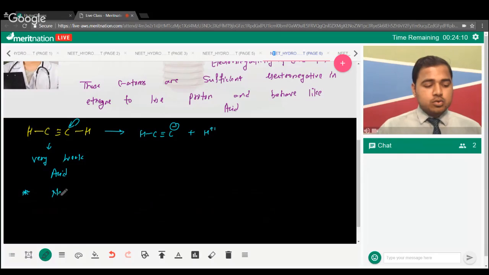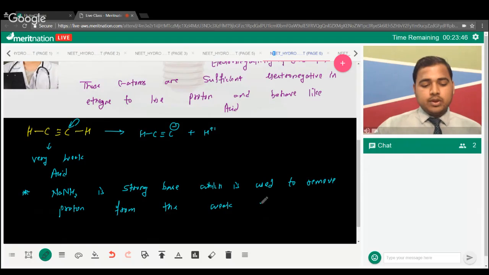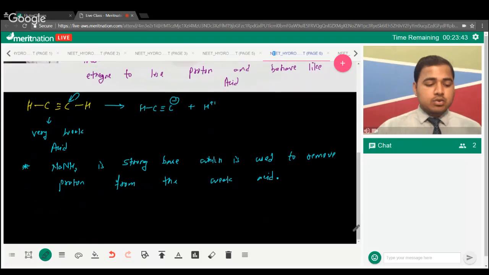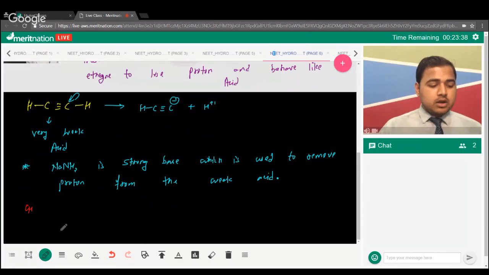So NaNH2 is a strong base which is used to remove a proton from a weak acid. Then what happens, students? What will be the reaction? So this will be CH triple bond CH.